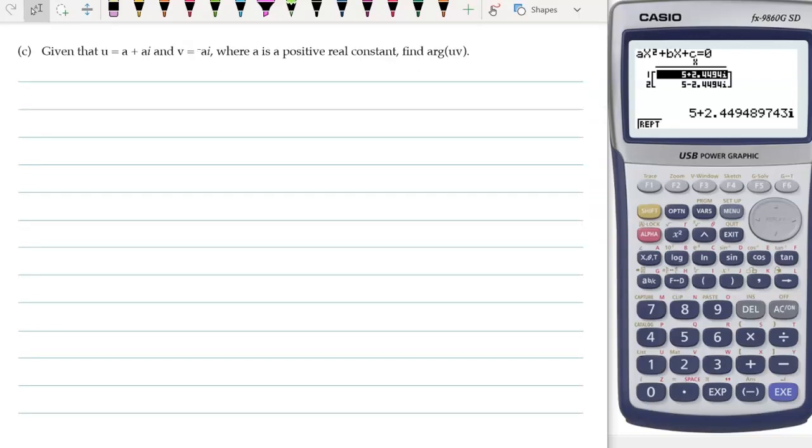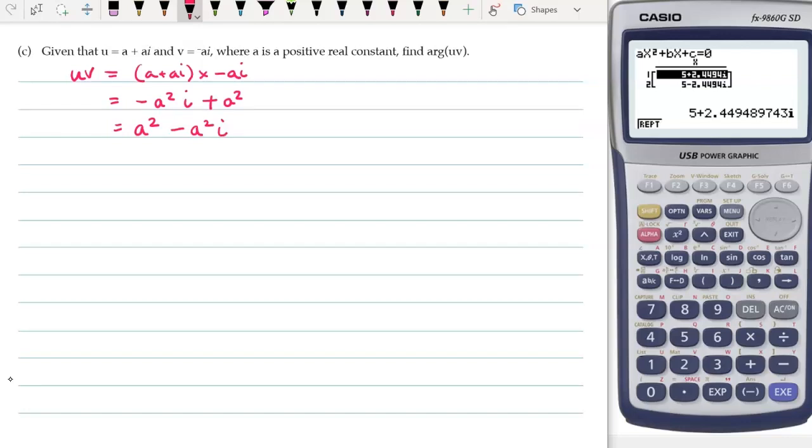Part C, we have u and v. We want to find the argument of u times v. Let's start by working out what u times v is. So this will give us minus a squared i minus a squared i squared. Well, i squared becomes minus 1, so it turns that into a plus. And I'm going to write it with the real part first and the imaginary part second.